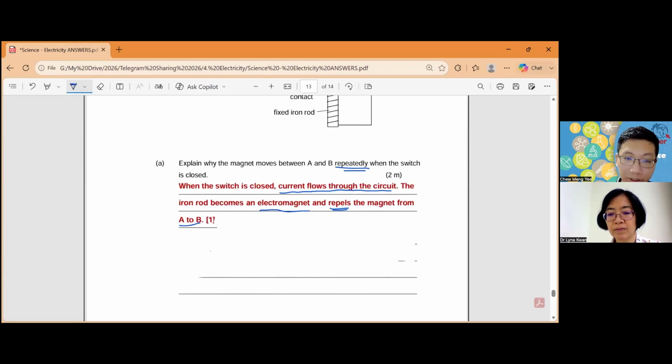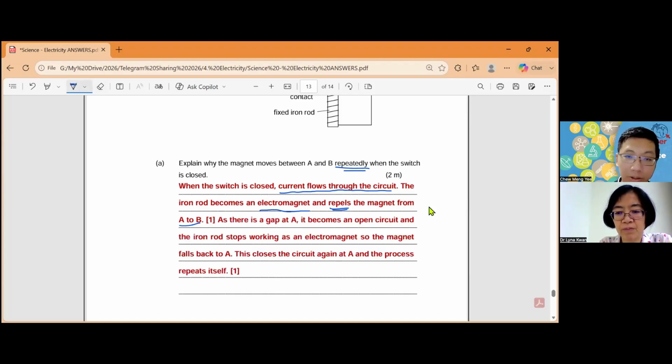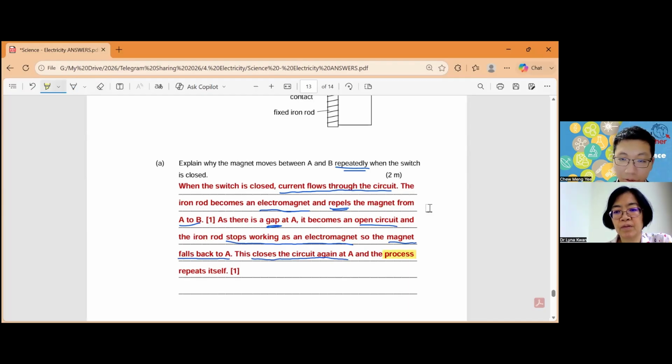So just now I have mentioned, right? Once it leaves position A, it forms an open circuit. Okay? So now there's a gap, it's an open circuit. So there's no more repulsion, or you can say that it's no longer an electromagnet. Therefore, the magnet will fall back to A. Then that closes the circuit again. Then the process repeats itself. Okay, you must end off with this.